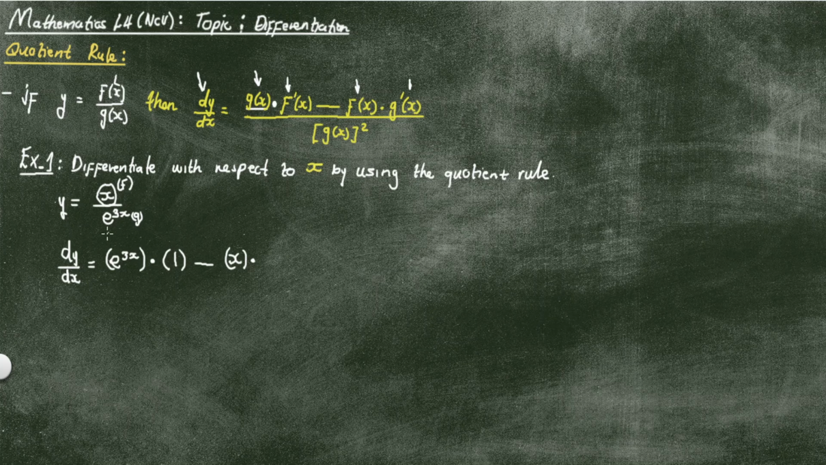So g, the denominator, is actually an example of a function within a function, right? The exponent of the exponential function is not x but 3x. So you have a function within that function. The derivative of e raised to exponent 3x is e raised to exponent 3x multiplied by the derivative of this small function, which is 3. And then we divide everything by e raised to exponent 3x, squared.